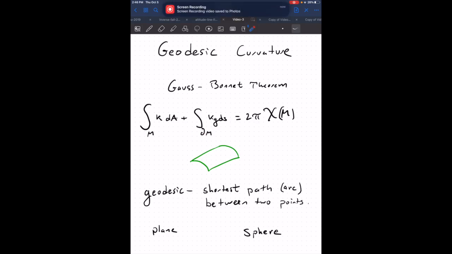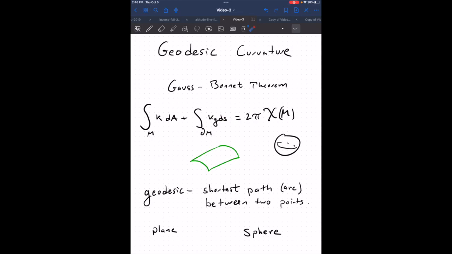So if we have our statement of the Gauss-Bonnet theorem, what we're going to do is we're going to add up the Gaussian curvature in the interior of our surface, and we're going to add up this geodesic curvature along the boundary of our surface, if it has one. So if you think of the sphere, there's no boundary here. So maybe this term might not even exist.